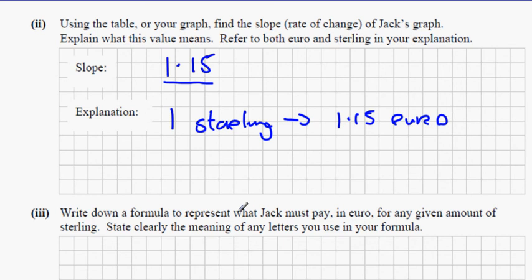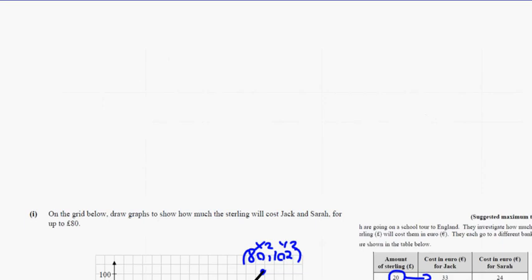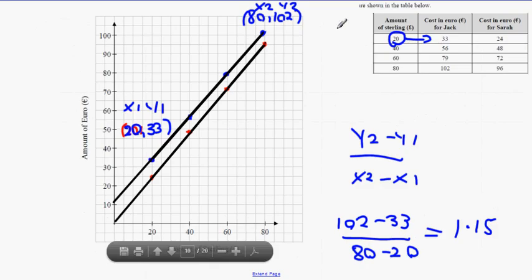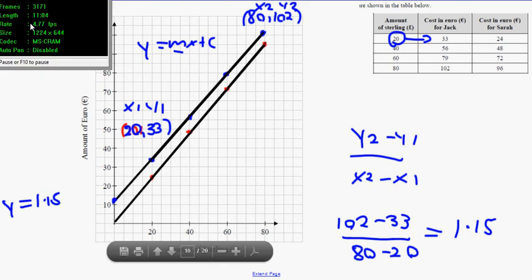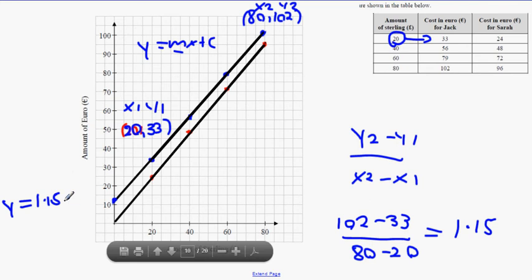Write down a formula to represent what Jack must pay in euro for any given amount of sterling. Clearly state the letters. So we're going to use the equation y equals mx plus c for the blue dots here. We drew the line back to the y-axis, so m is the slope, which is 1.15x. So y equals 1.15 times the x value, which is sterling, and then plus the c intercept, which we're going to estimate at about 11.